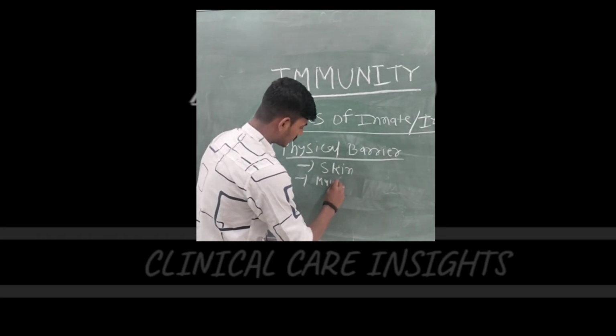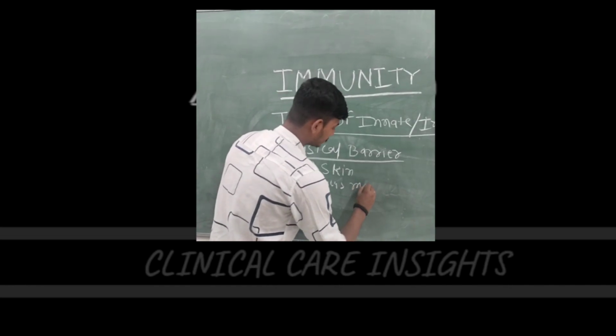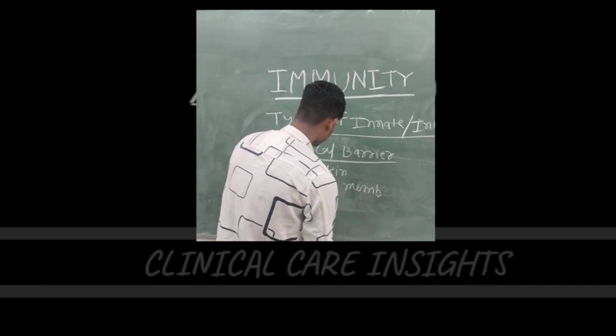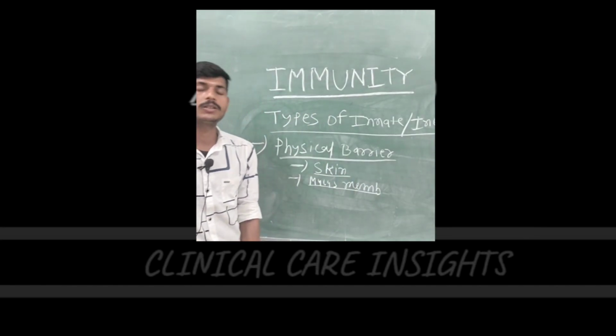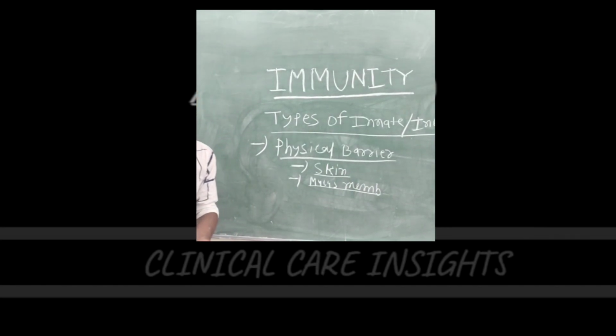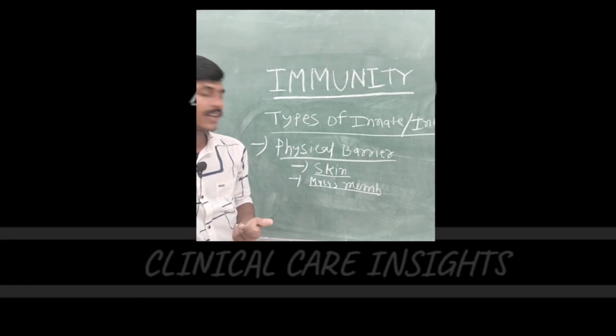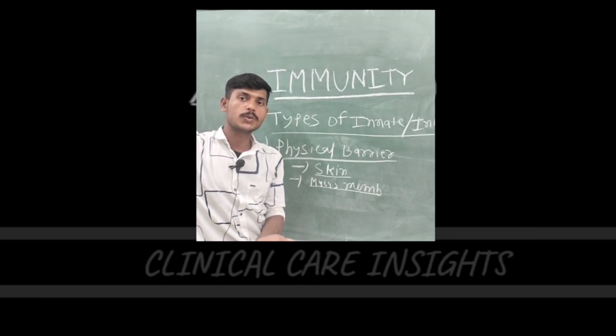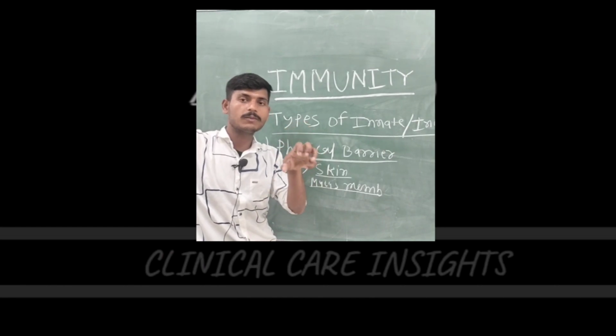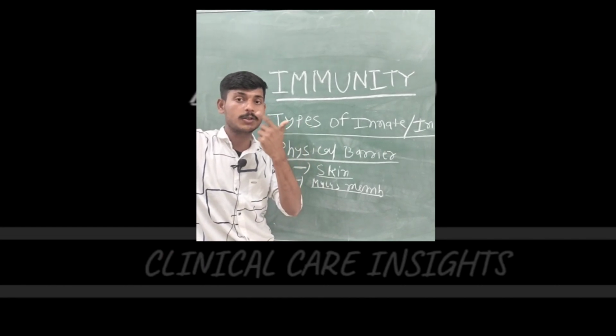Then we have other barriers, like mucous membranes. You know that mucous membrane is present throughout your urogenital tract, respiratory tract, the oral mucosa, everywhere. What is the mucous membrane doing? Mucus is a viscous fluid. And also don't forget your nostrils.